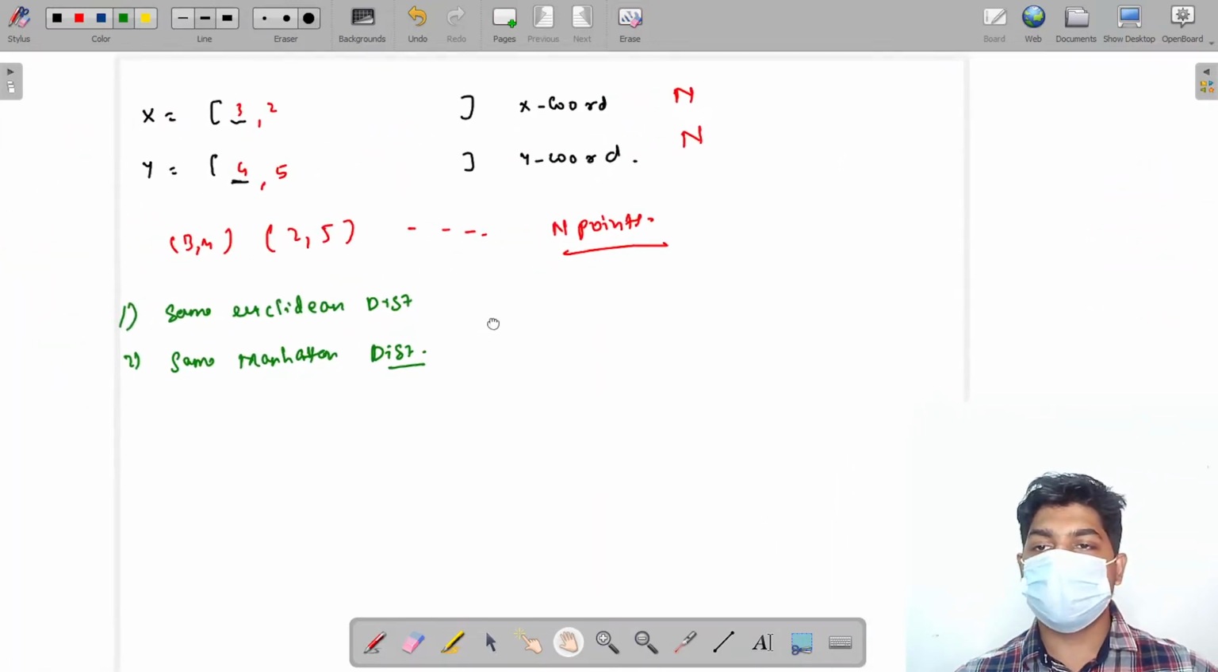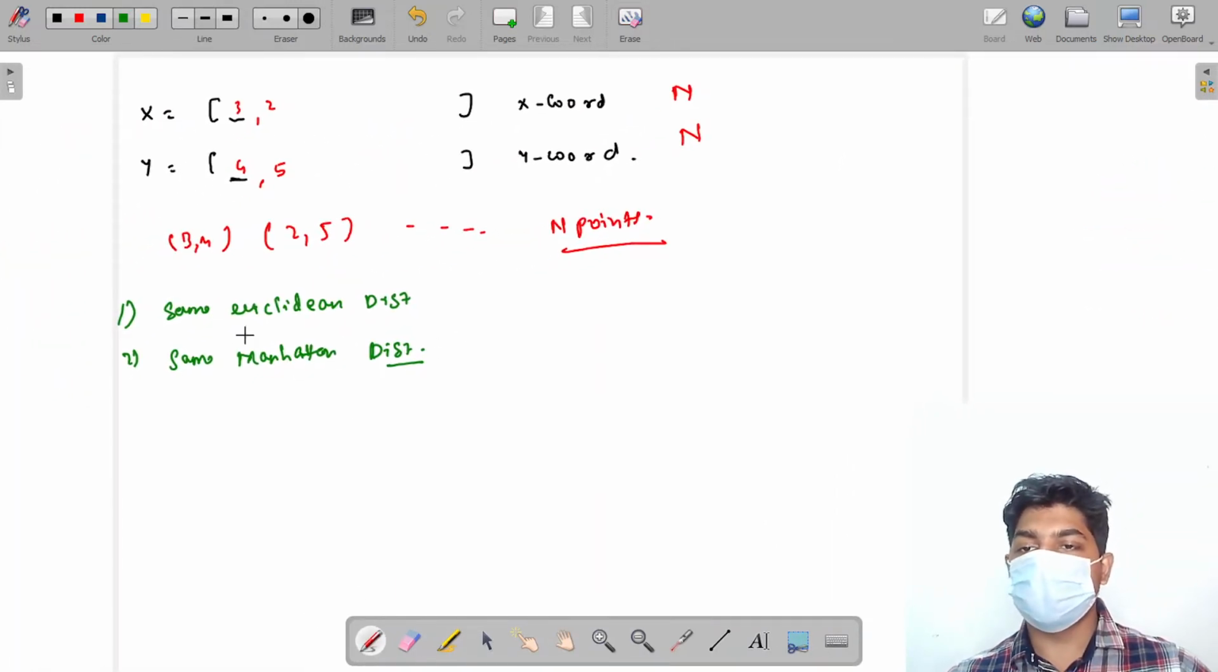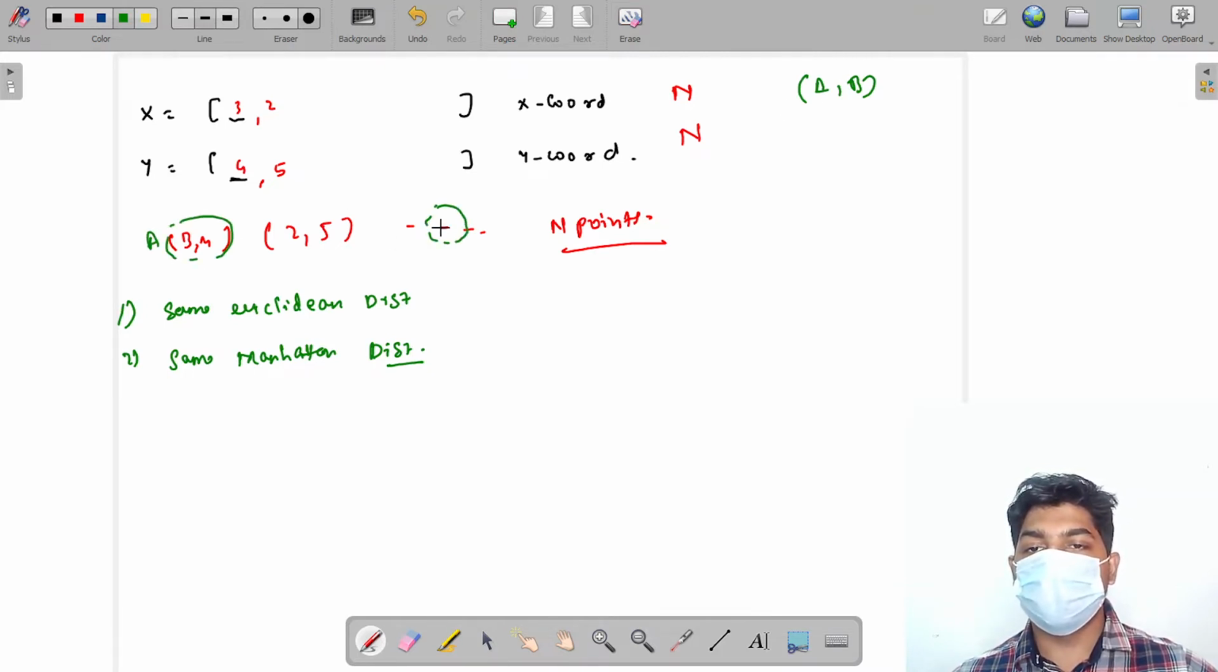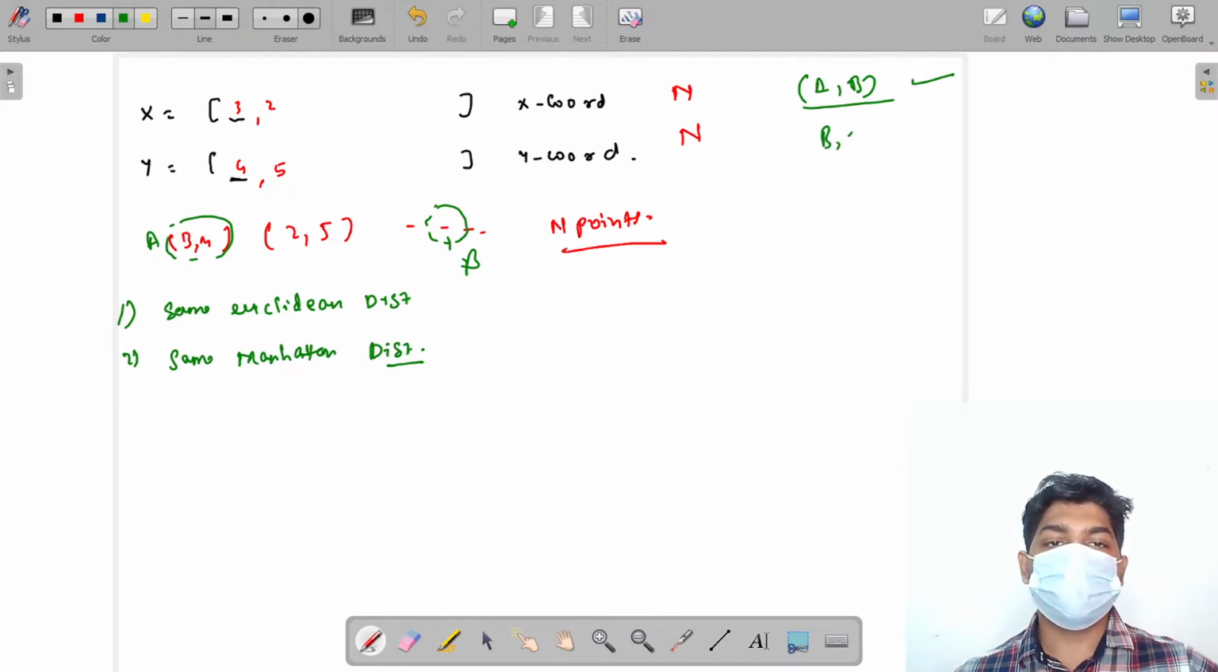Now let's get back to our problem. This is what we have to find. Along with that, if a comma b is a pair, then we have to not consider b comma a also. Let's suppose this is point a and there is another point b, which follow these two criteria, that is, for these two points the Euclidean distance and Manhattan distance are the same. Both pairs will have the same value, but we have to consider either a comma b or b comma a, not both of these.